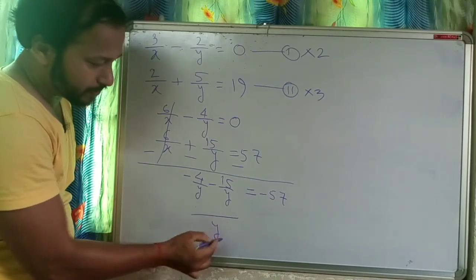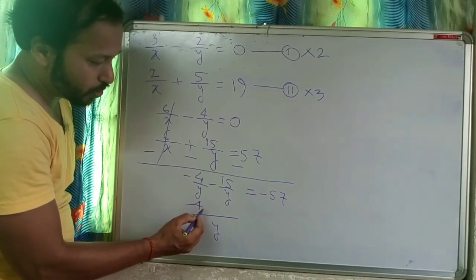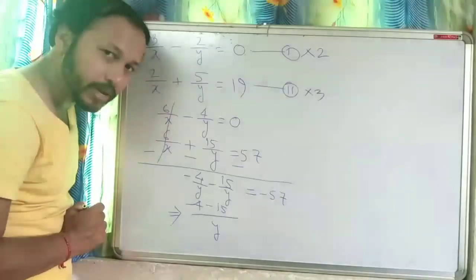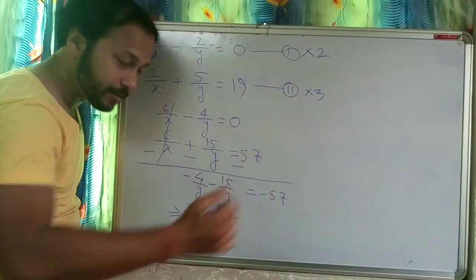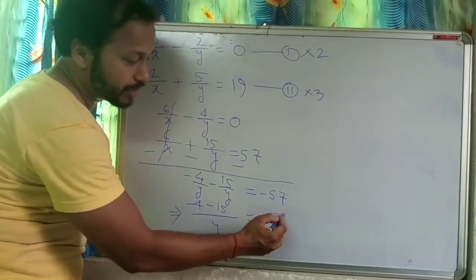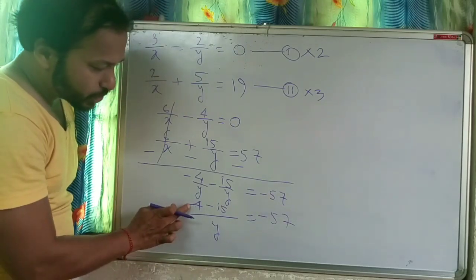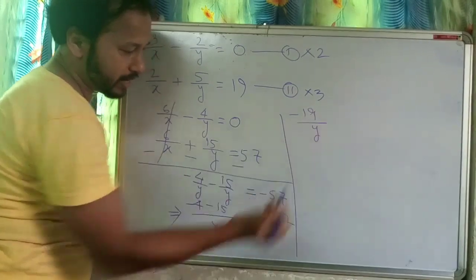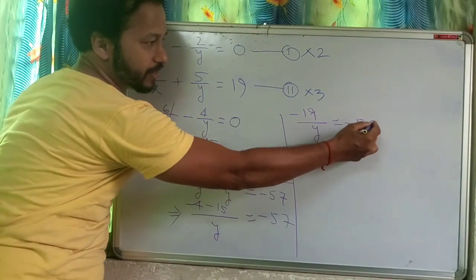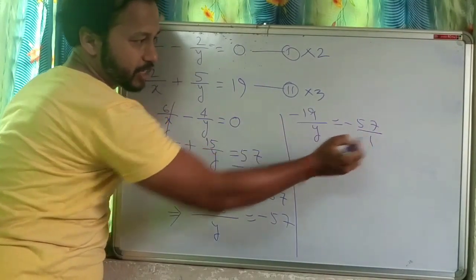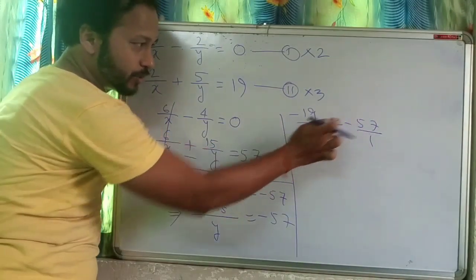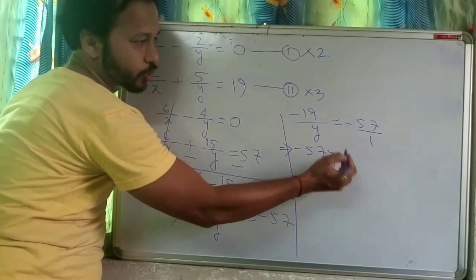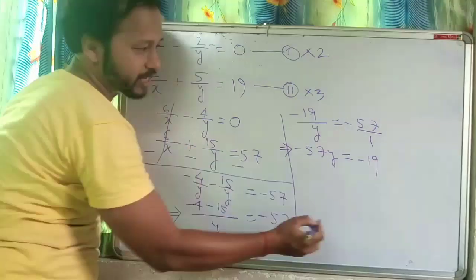LCM is y. Minus 4 minus 15. One more thing, don't forget to give this imply sign, otherwise the marks will be deducted. Equal to minus 57. So minus 4 minus 15, that is minus 19 by y equal to minus 57. Now cross multiply it. y into this, minus 57y equal to minus 19 into 1, minus 19.